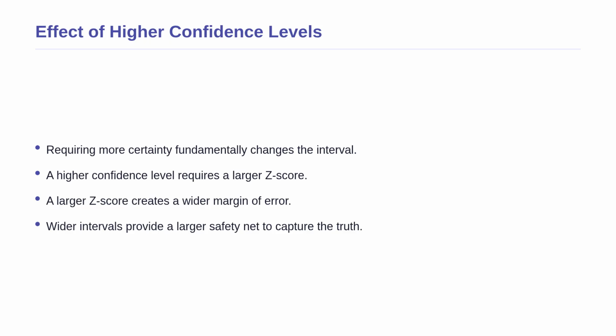It makes intuitive sense. If you want to be more confident that you have captured the true population parameter, you need to cast a wider net. Let us see how this plays out in another example.